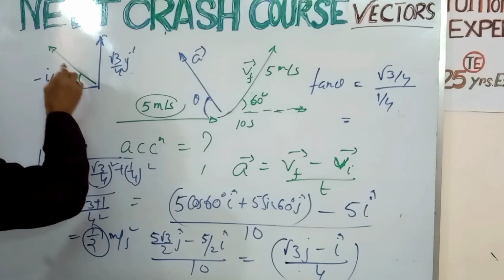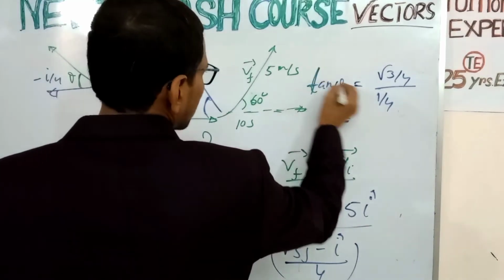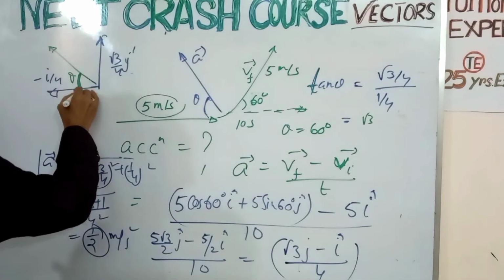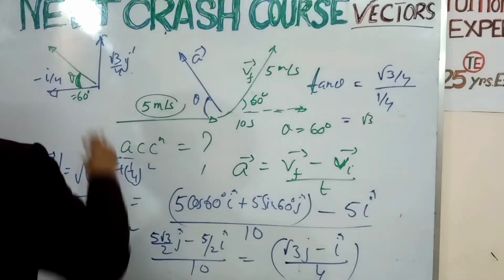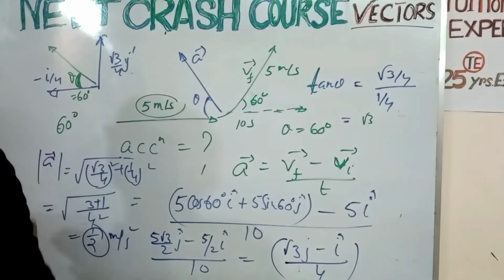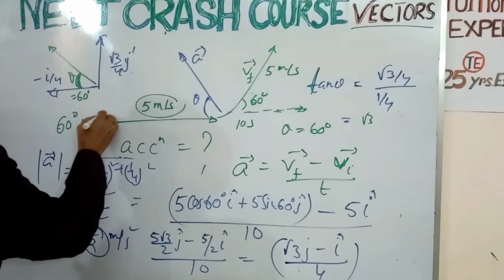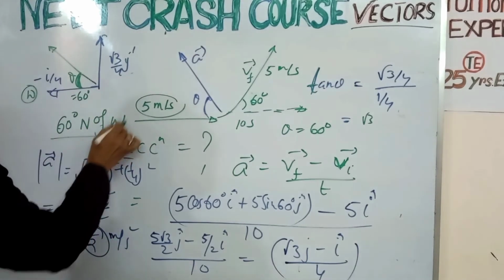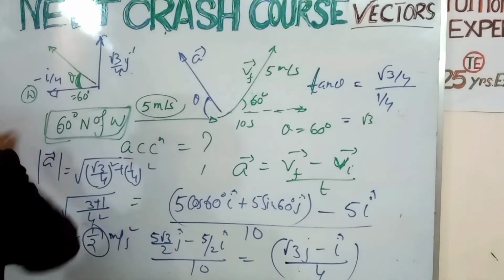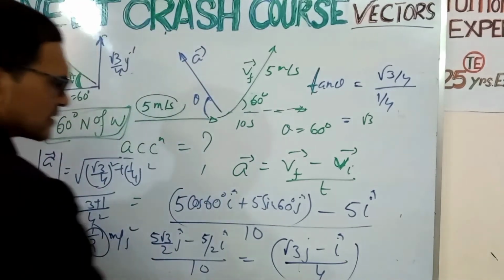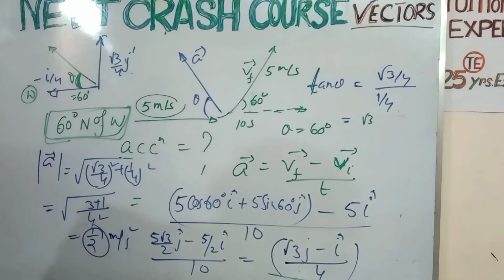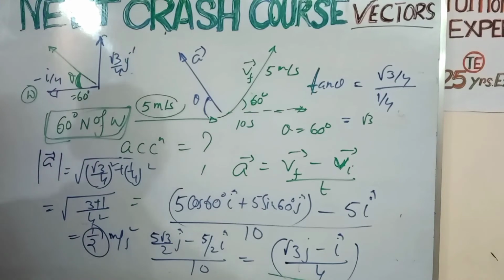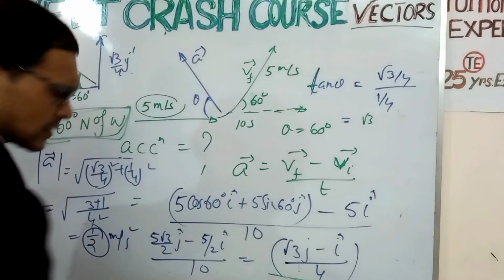Now if this angle is theta, then we can get theta from this: root 3, so theta equals 60 degree. So this direction will be 60 degree, and 60 degree north of which direction? Of west. So the answer is the direction is 60 degree north of west. Okay, so we have to write in terms of i and j, then we can solve any problem.